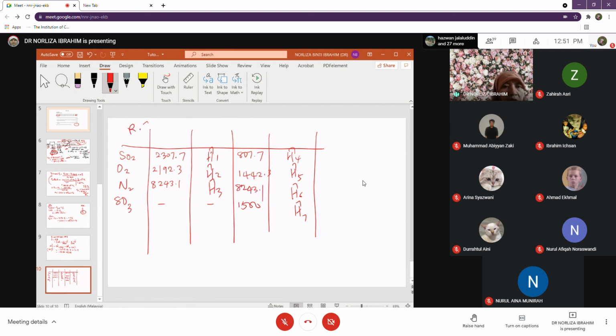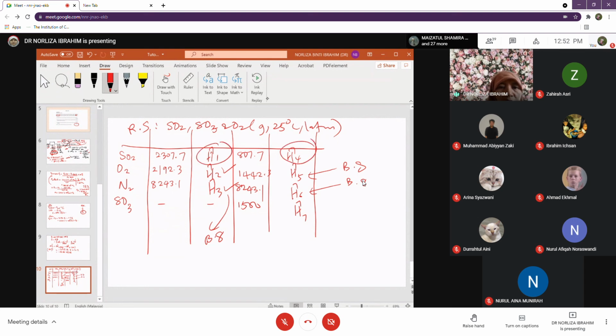Now, the reference state here is SO2, SO3, and oxygen gas at 25 degrees C, 1 atm, because this is heat of reaction. So heat of reaction has reactant and product as your reference state. So you need to calculate H1, H2, H3 from table B8, because it is gas at 25 degrees C. You need to calculate H4 to H7 using the CP given in the question.